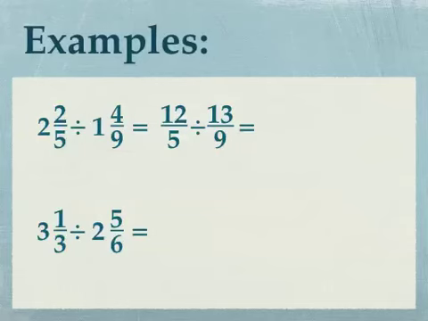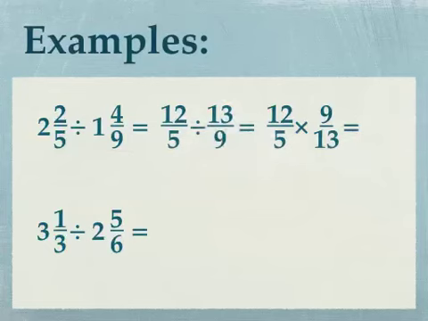Now that I have them both as improper fractions, I am ready to multiply by the reciprocal. 12 over 5 stays the same. I need to multiply by 9 over 13. Flip the second number. When you look for cross-canceling, you cannot cross-cancel. So I do need to multiply straight across. 12 times 9 is 108, and 5 times 13 is 65.